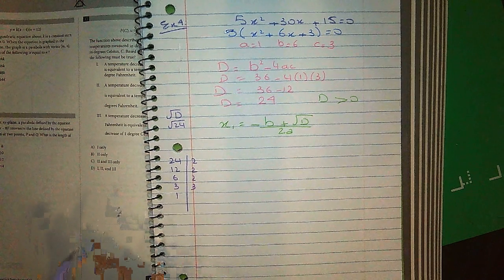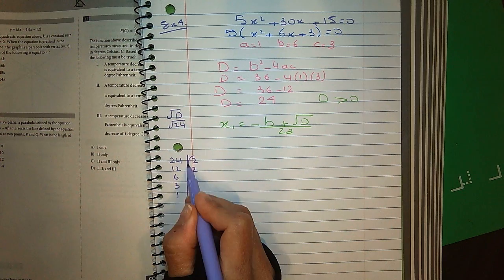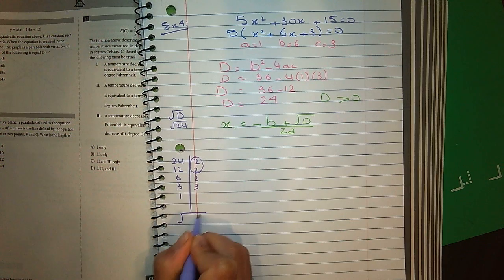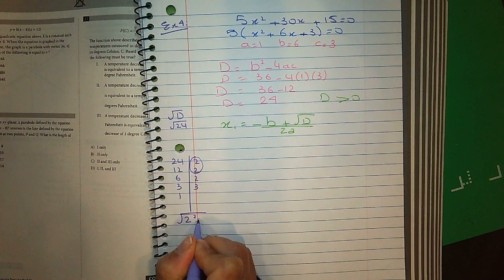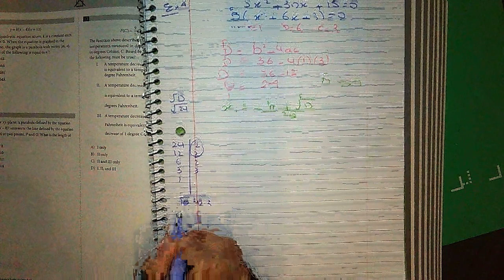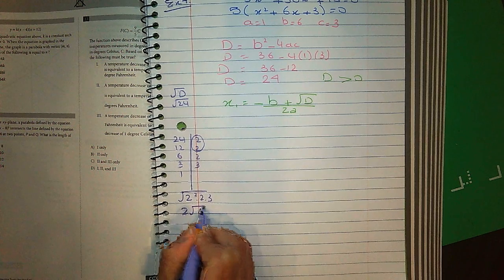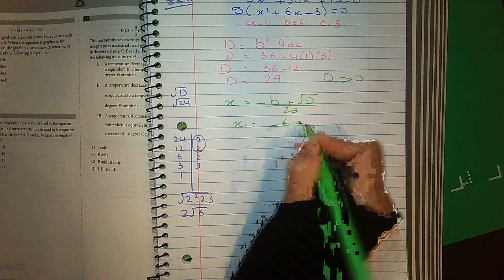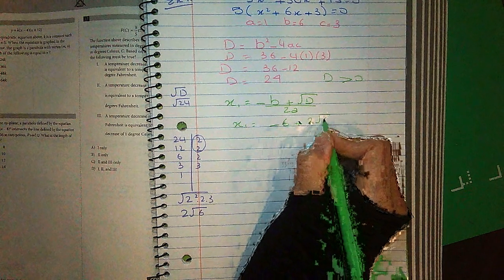So I'm going to group them in groups of 2. I can get only one group of 2s. So that would be square root of 2 squared times 2 times 3. This is going to go outside the radical. That will make it 2 square root of 6. So I got x1, I'm just going to plug in the numbers, is negative b, which is negative 6, plus 2 square root of 6 over 2.